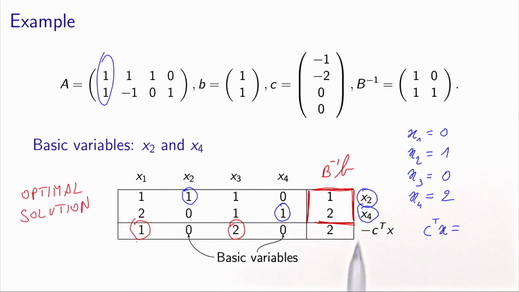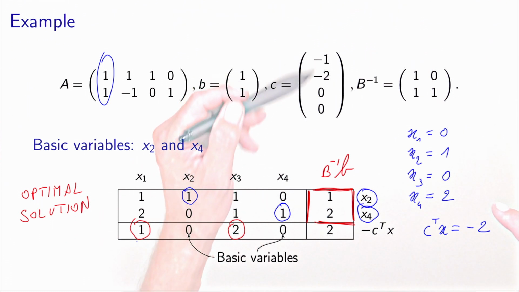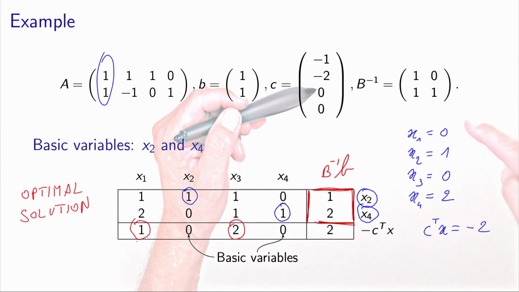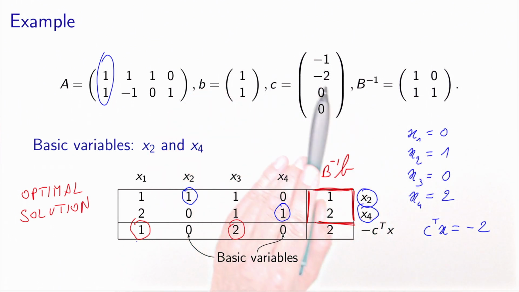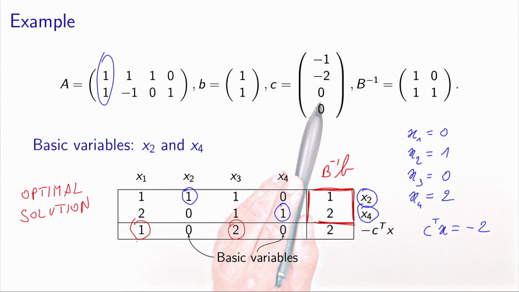And now what is the value of the objective function at this solution? Well, it is equal to this quantity where the sign is changed. So it's equal to minus 2. And you can verify that minus 2 is the result of the inner product between the vector c and the vector x. We have 0 times minus 1, plus 1 times minus 2, which is minus 2, plus 0 times 0, plus 0 times 2.